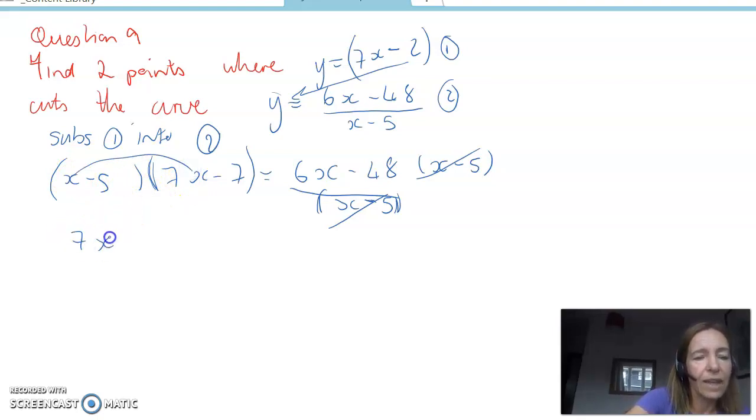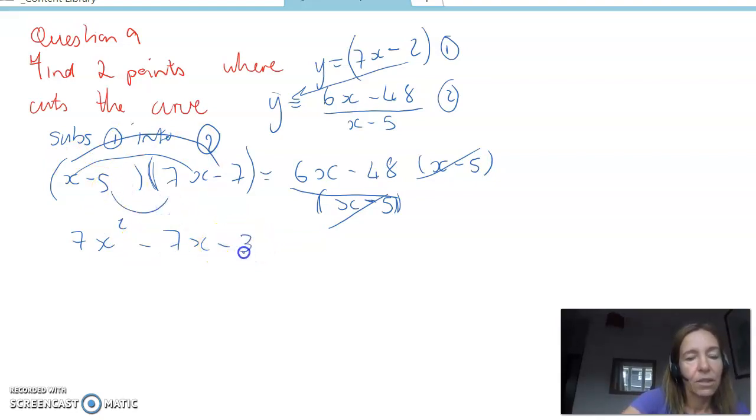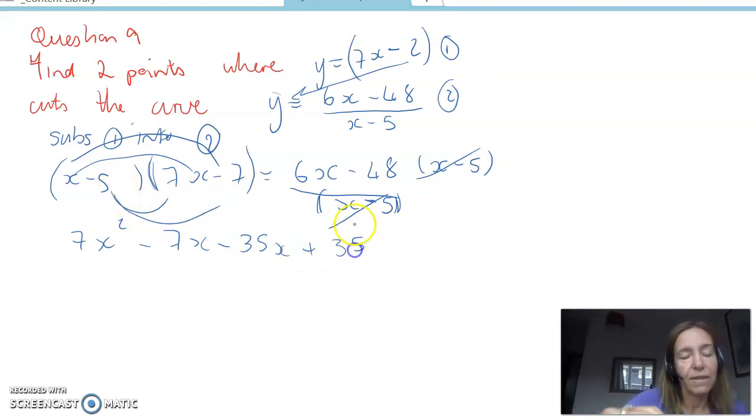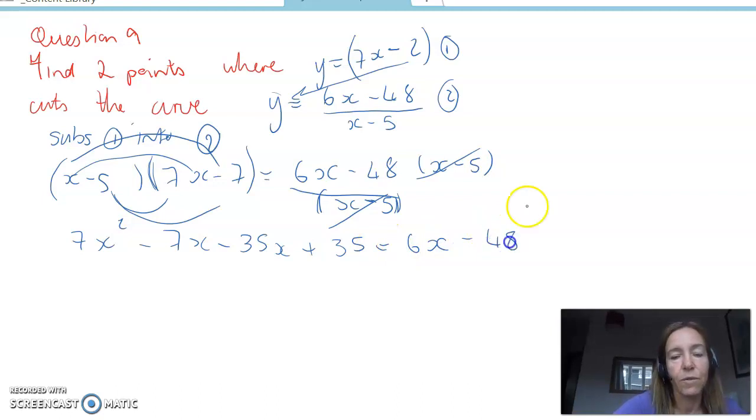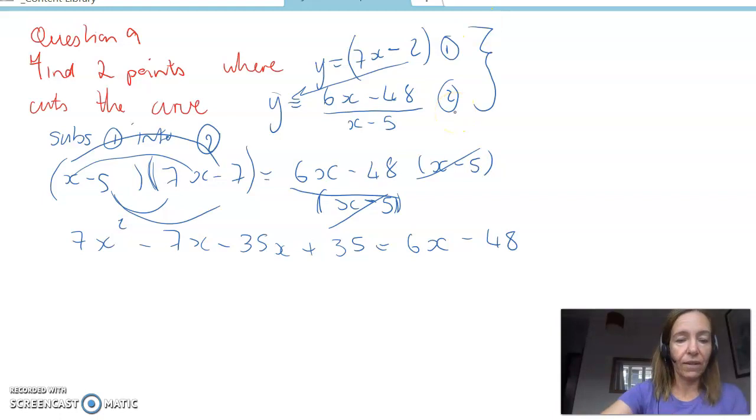So now I'm going to multiply those brackets out. So I'm going to have 7x squared minus 7x minus 35x, because 5 times 7, and plus 35. Okay, now that is going to equal 6x minus 48. Now what I need to do is get everything onto my left hand side. Basically, what are we looking at? We have created a new parabola, and the x-intercepts of this parabola are going to tell me where these two meet. Okay, so this line, sorry, and this shape, whatever it happens to be.